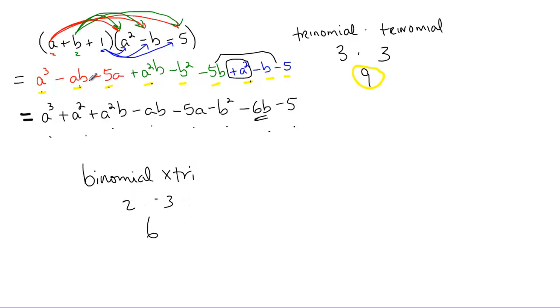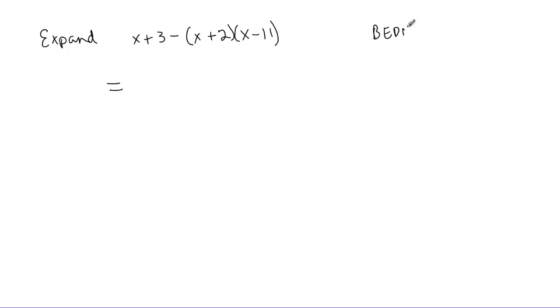I can make it even messier. What if I ask you to expand x plus 3 minus x plus 2 x minus 11? This front stuff is just sitting here. It's waiting. Order of operations says that if there's something inside a bracket, do we do it first? Can't do anything, can't do anything.